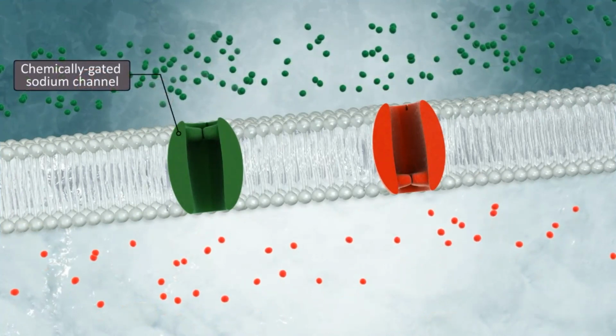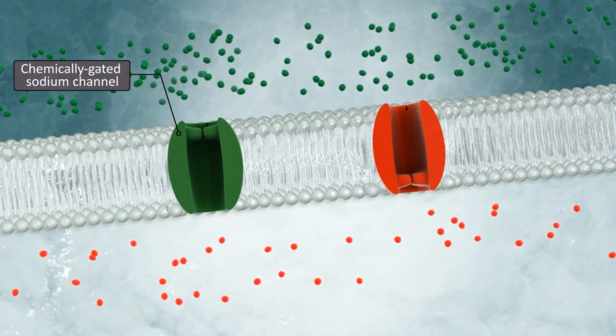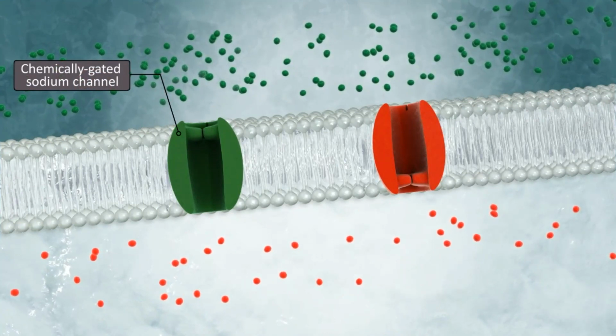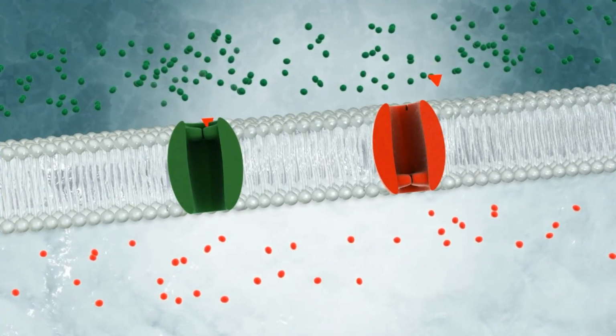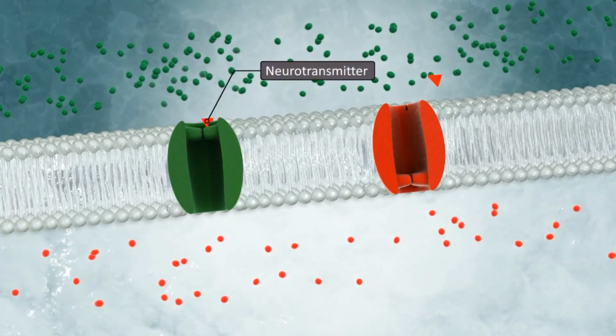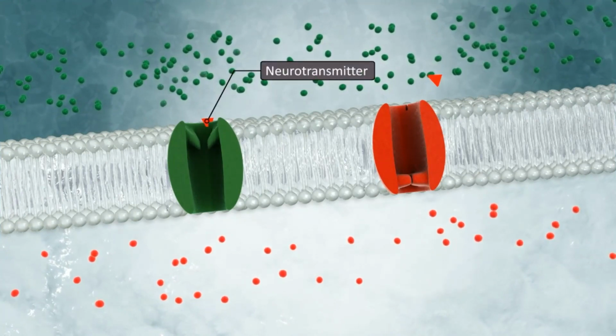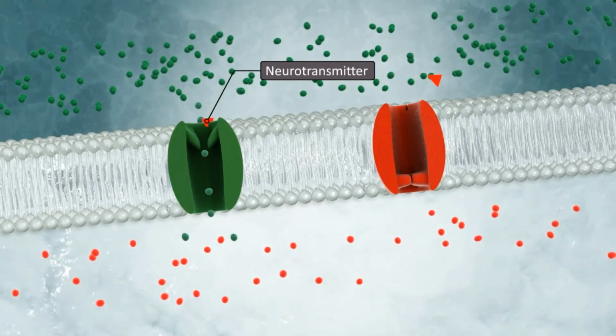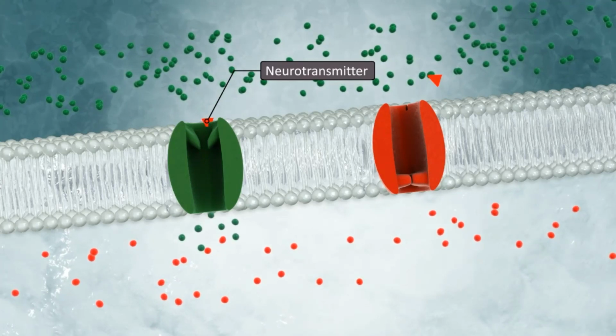A chemically gated channel, also referred to as a ligand-gated channel, has a receptor associated with it. When its receptor is occupied by a chemical known as a neurotransmitter, the gate on the channel opens, allowing a specific type of ion to diffuse through. The gate will remain open as long as the receptor is occupied.